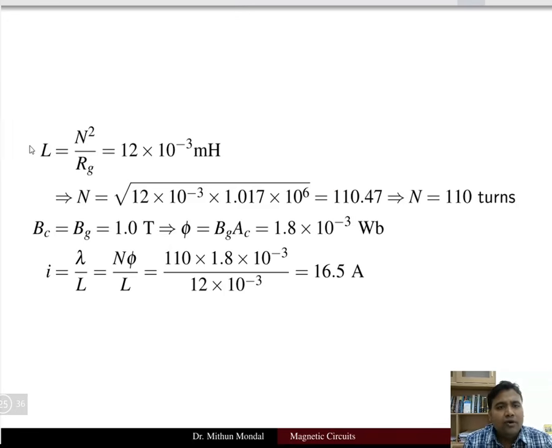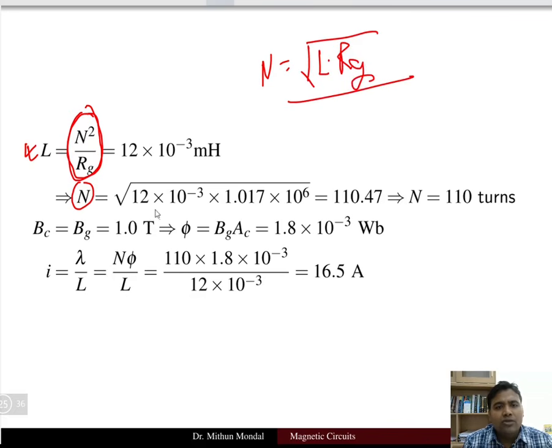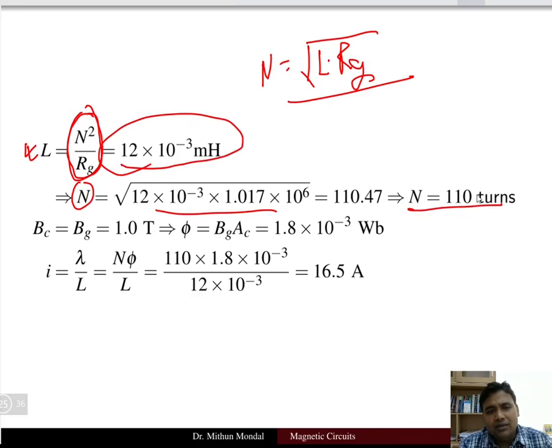Now you know the formula: inductance is equal to N square by Rg, which we derived in the first or second problem of this tutorial. Here the inductance has been given, so try to determine the value of N. N will be the square root of L, the inductance, into the reluctance of the air gap. Put the values there because you have to maintain the inductance of 12 millihenry. So you will get 110 turns.